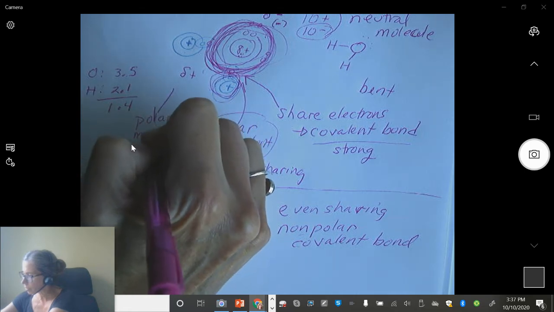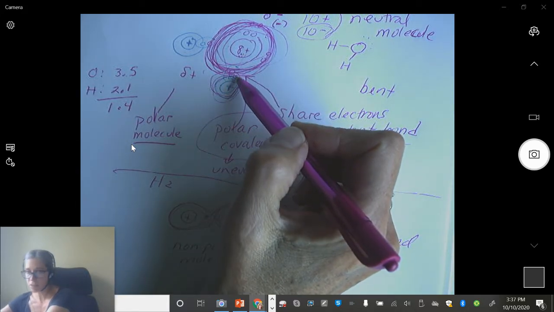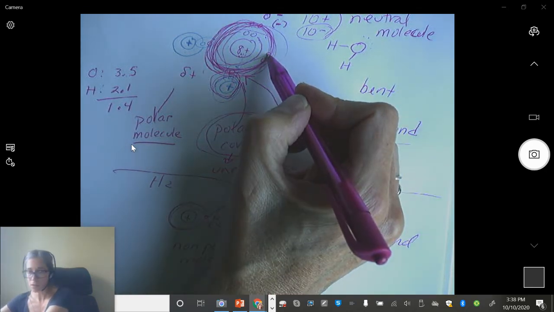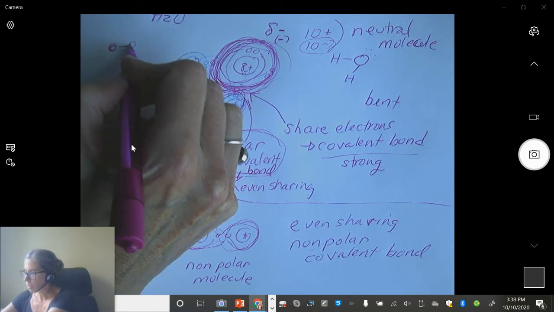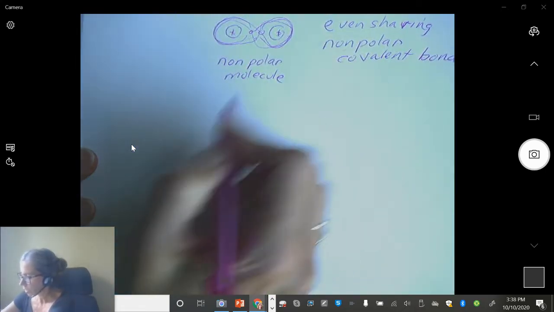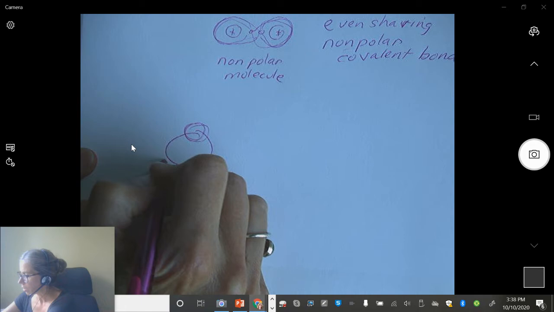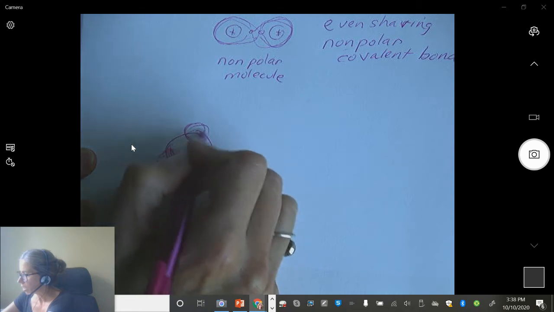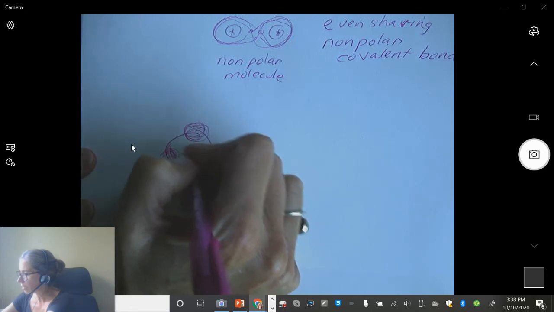So what does that mean? A polar molecule happens when you have an uneven sharing of electrons, so you have a polar covalent bond on a bent molecule. Let's say you have a molecule with some atom and then another one here and another one here. Let me draw it like this. Let's say you have an atom with one here, one here and one here, one kind of behind and one in front. Let's say it's got four and one's in the back.